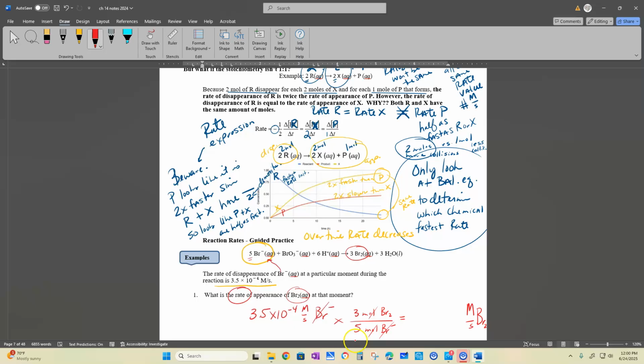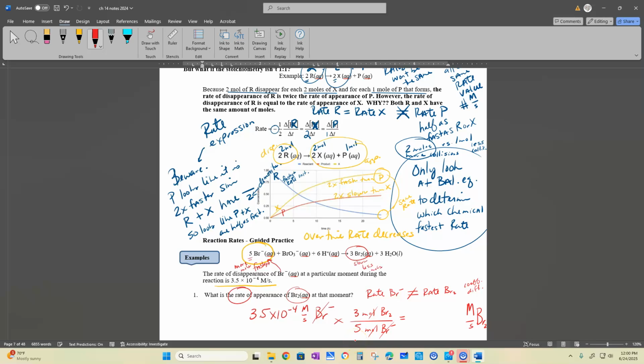Okay? Now, before you plug and chug, think, will the rate of this Br2 be the same as Br minus? No. These two rates will not be the same. And why? Because the coefficients are different. The only way they would be the same rates is if they both would be 5s or both would be 3s. So then who would be fastest? Well, this Br minus is going to be fastest because why? More moles. And this Br2 is going to be slower because it has less moles.